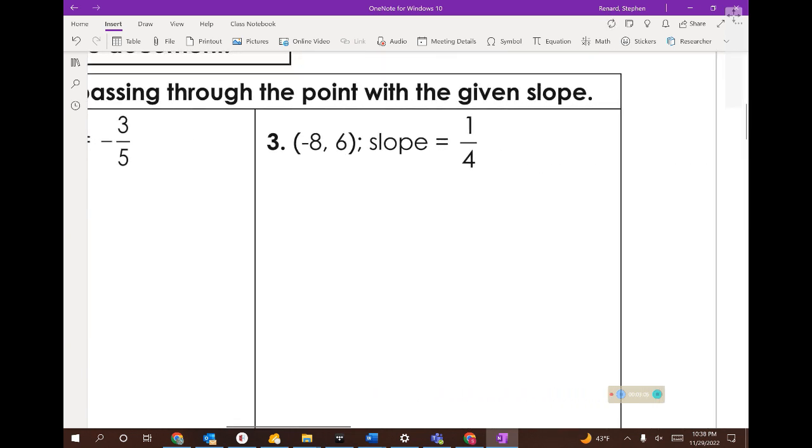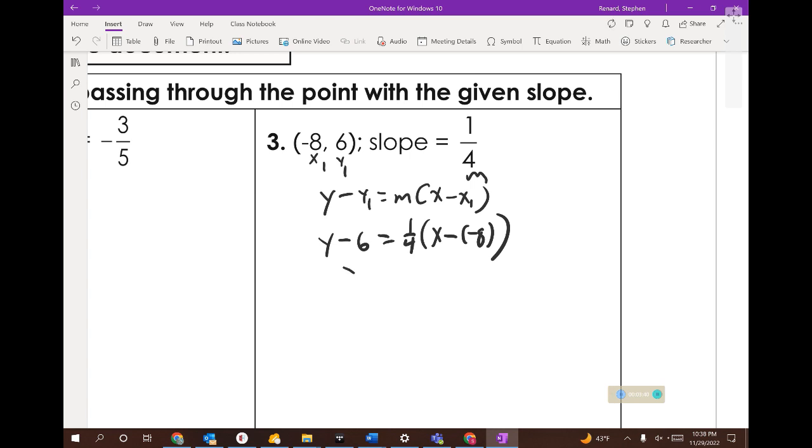Let's look over at number 3. Number 3 is going to be a little bit more tough, but same general idea. That's our point, x1, y1. This is our slope, m. So again, we're using point slope. y minus y1 equals m times x minus x1. It's going to go y minus 6 equals slope 1/4 times x minus, now watch what happens here, we're putting a negative 8 in there. So we end up with y minus 6 equals 1/4 times x plus 8.